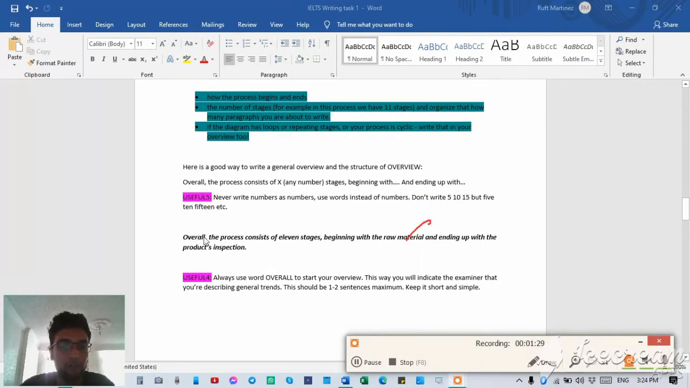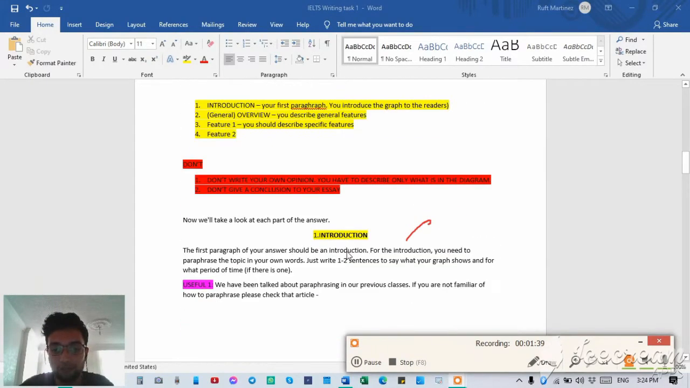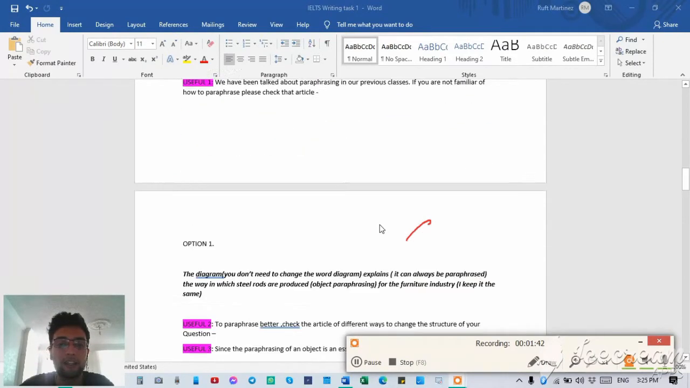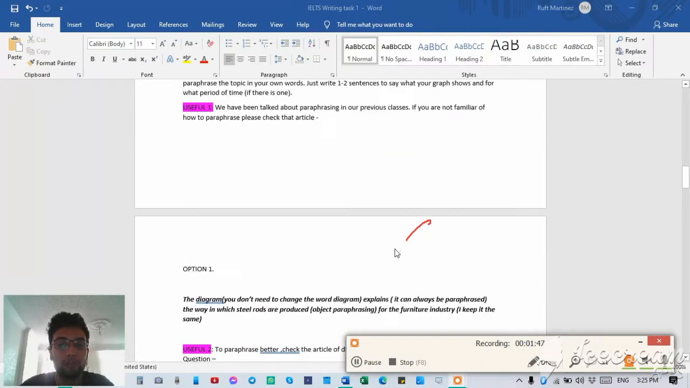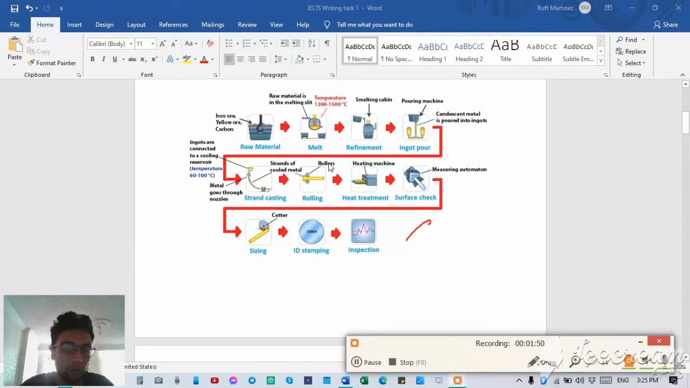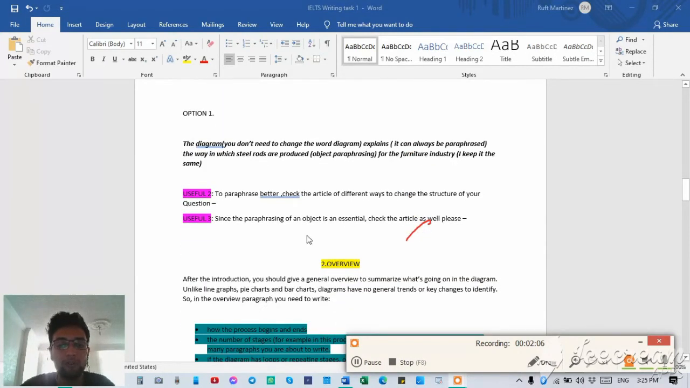So here we go. Overall, the process consists of 11 stages, as we counted before, beginning with the raw material and ending up with inspection. But do we have any loops, repeating stages, or a cyclic process? No, we don't have any loops or repeating stages. There's only one of each, and it's not a cyclic process. It does not start here and end up here; it starts here and ends in the last stage. So we gave an overview.